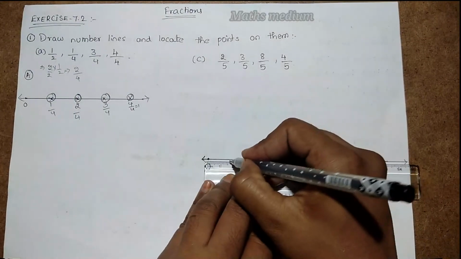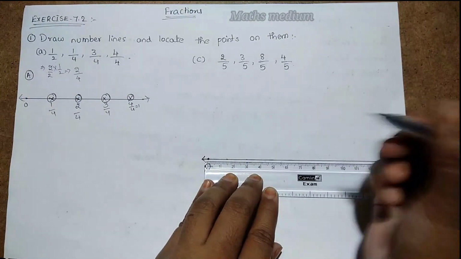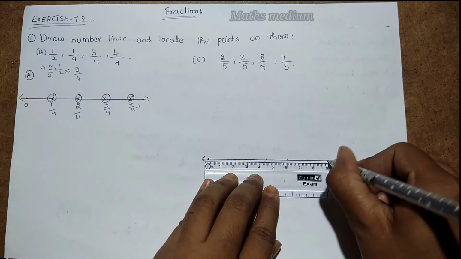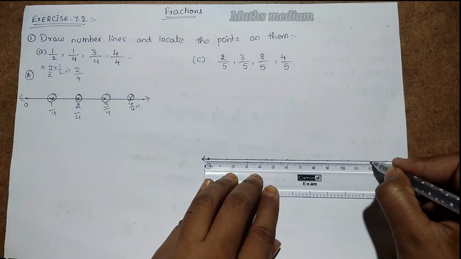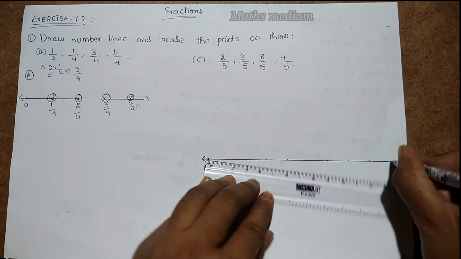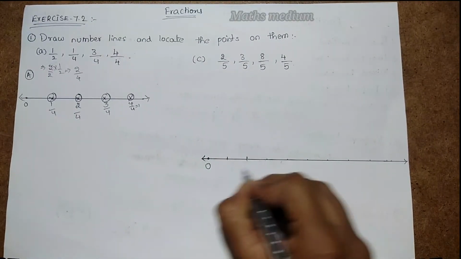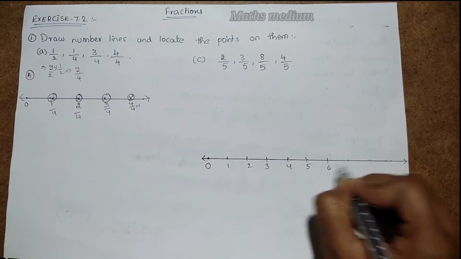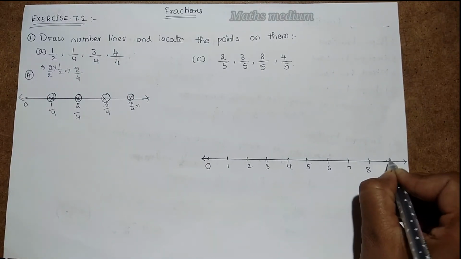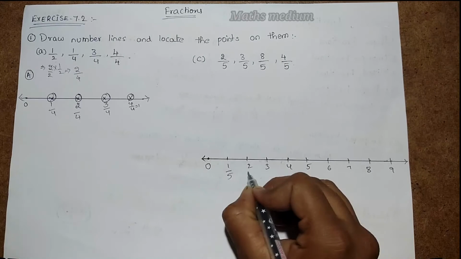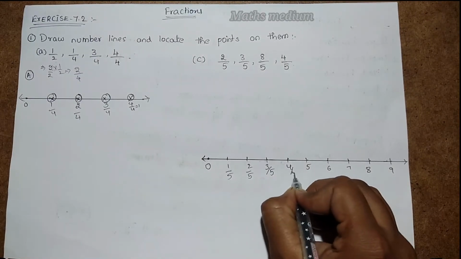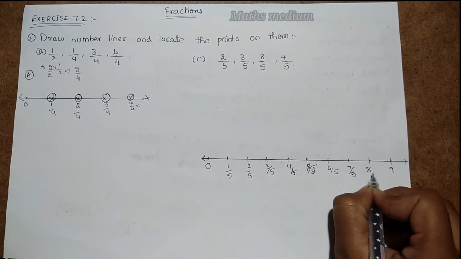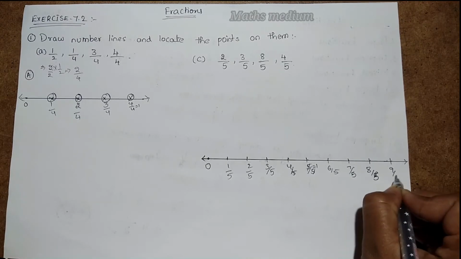I am taking each 1.5 as 1, 2, this is 3, 4, 5 and 6, 7, 8 and 9. So here this is 1, 2, 3, 4, 5, 6, 7, 8 and 9. So here by 5, by 5, by 5, by 5. This is 5 by 5, which is said to be 1 also. Then 6 by 5, 7 by 5, 8 by 5 and 9 by 5 also.